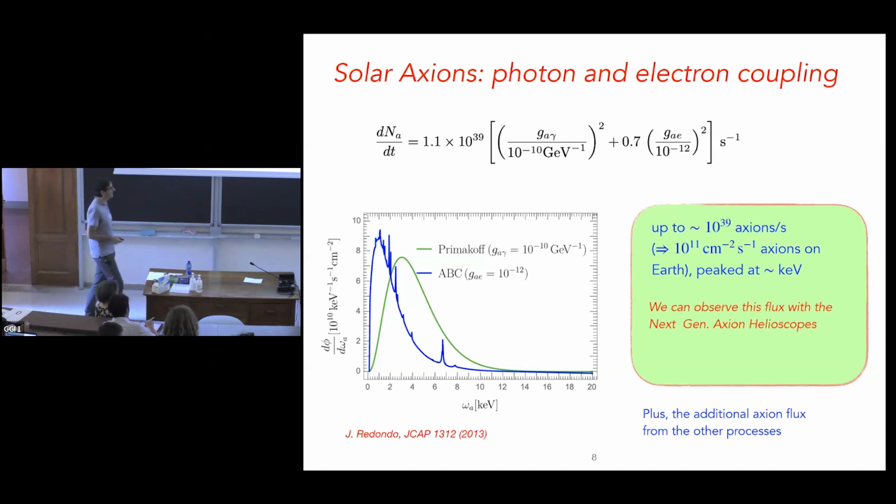So just to give a number. This is a number that we would be able to see with the next generation of telescopes that look at the sun. These are called helioscopes. So I'm definitely excited, but then we'll see. Okay, so this is the story.